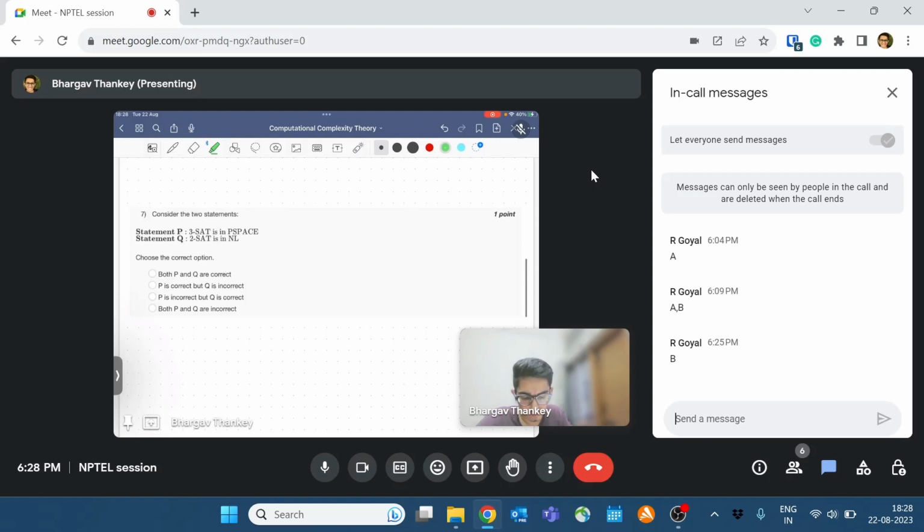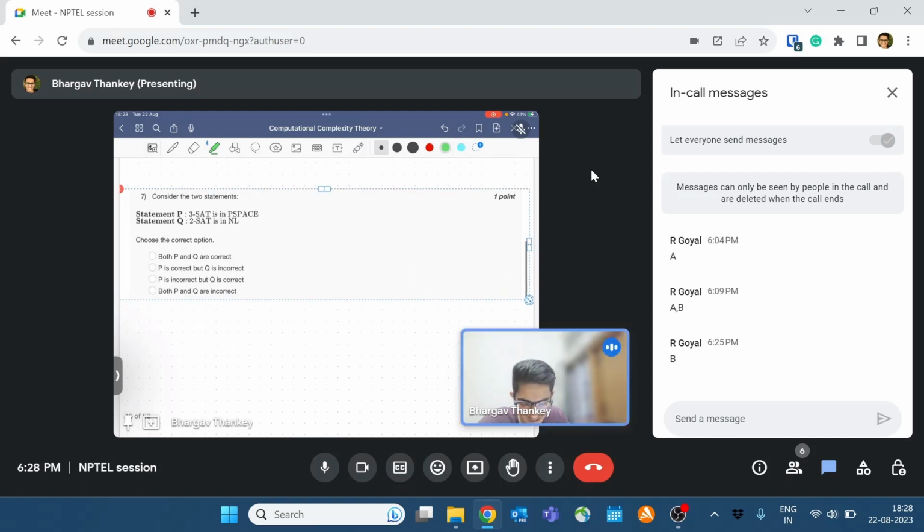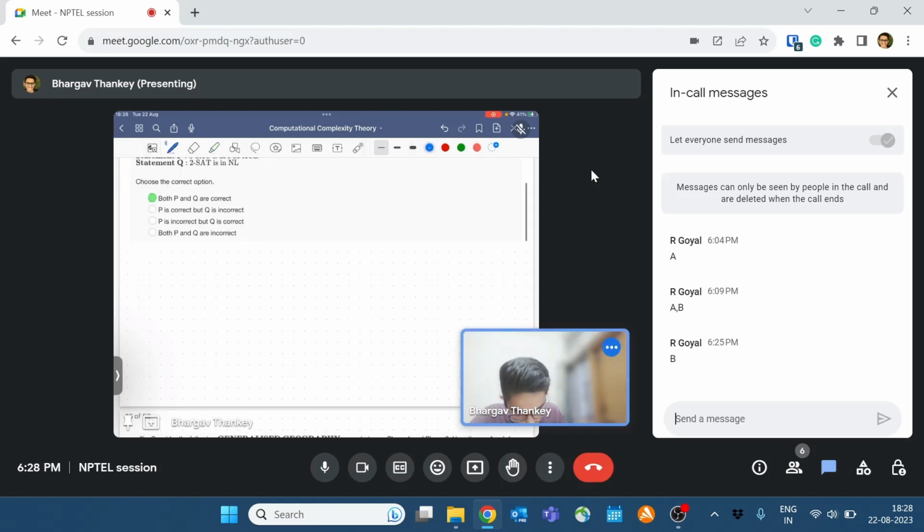So now my choice is option D. Still option B? Option D, that both P and Q are correct? That is option A, right? Yes, D is both are incorrect. So just let me note this over here that 2-SAT is known to be NL-complete.